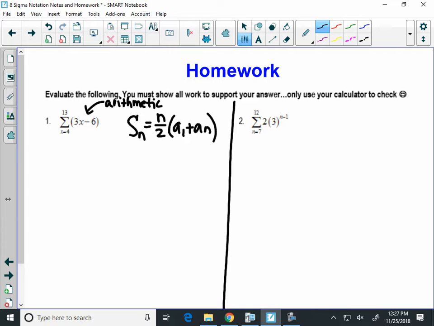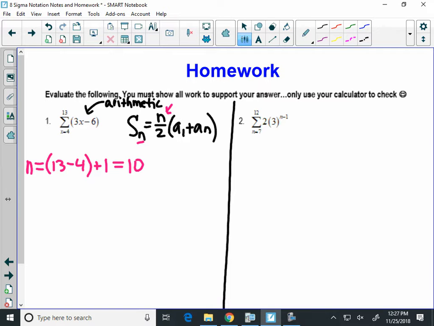Now, in order to use that series formula for an arithmetic series, you need to know a couple things. First, you need to know the value of n. How many terms are you adding up? On our notes, we said that there is a trick that I like to use to find the number of terms. That is, you take the top index, 13, minus the bottom index, and add 1. Well, 13 minus 4 is 9, plus 1 is 10. So you're ultimately adding up 10 terms here.